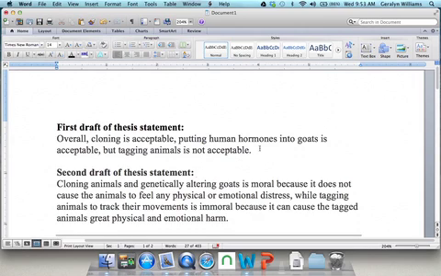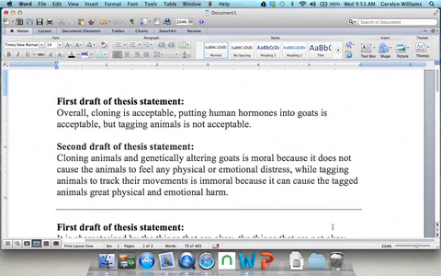Okay, you also want to explain it a little bit more here, because if a reader was to pick up your essay, all they should be able to do is just drop down to the thesis statement and they should know what your entire paper is about. So you need to be very clear. So I revised this to cloning animals and genetically altering goats is moral because it does not cause the animals to feel any physical or emotional distress, while tagging animals to track their movements is immoral because it can cause the tagged animals great physical and emotional harm.